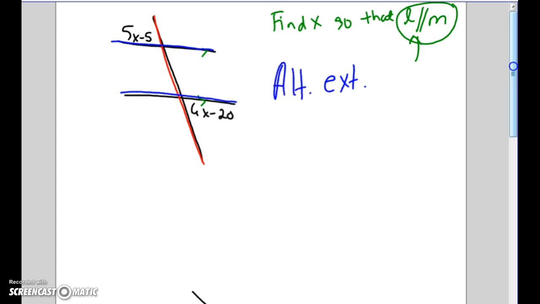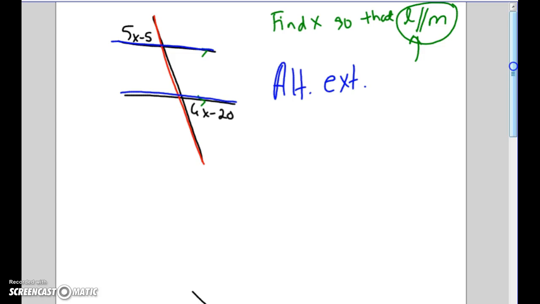What foldable? From Friday. I was about to say, I was here yesterday. On Friday. So find your foldable and tell me, what do we know about alternate exterior angles? They're what? Congruent. Very good.